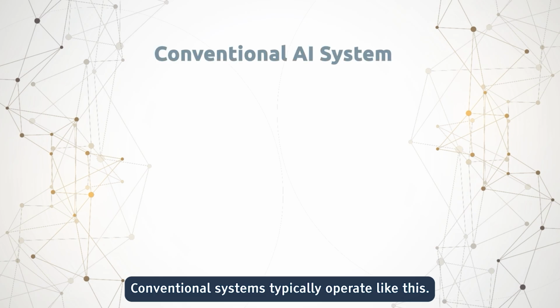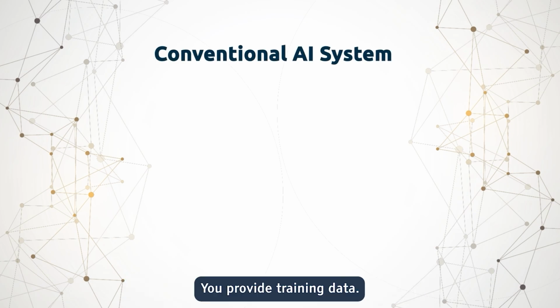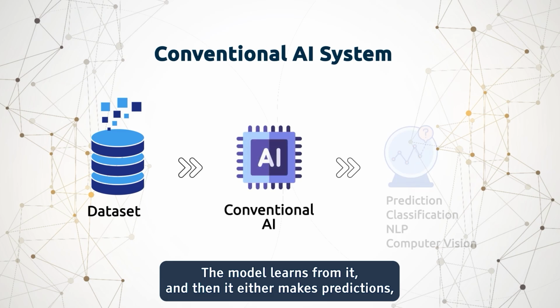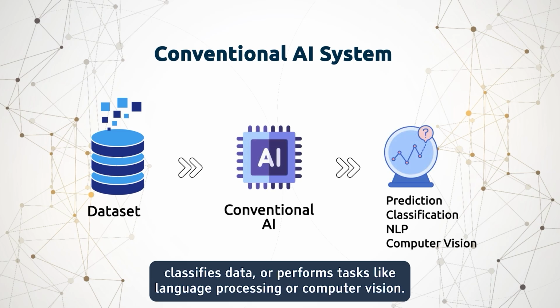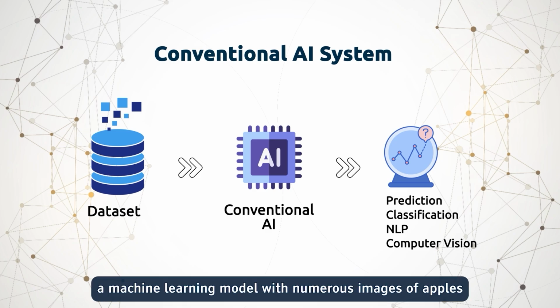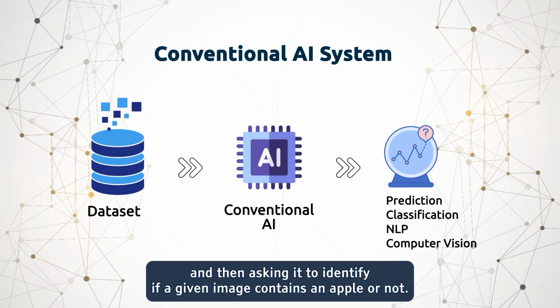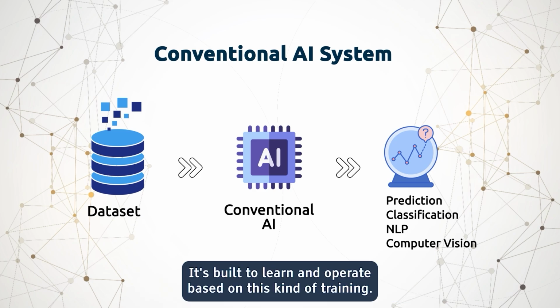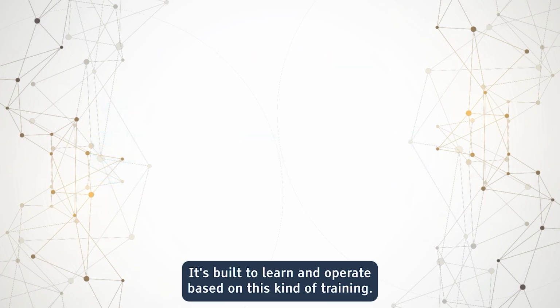Conventional systems typically operate like this. You provide training data, the model learns from it, and then it either makes predictions, classifies data, or performs tasks like language processing or computer vision. For instance, we've previously talked about training a machine learning model with numerous images of apples, and then asking it to identify if a given image contains an apple or not. Conventional AI is designed to do just that. It's built to learn and operate based on this kind of training.